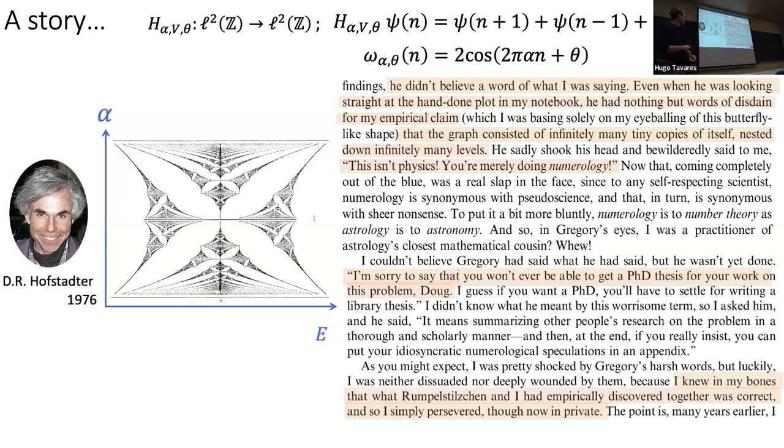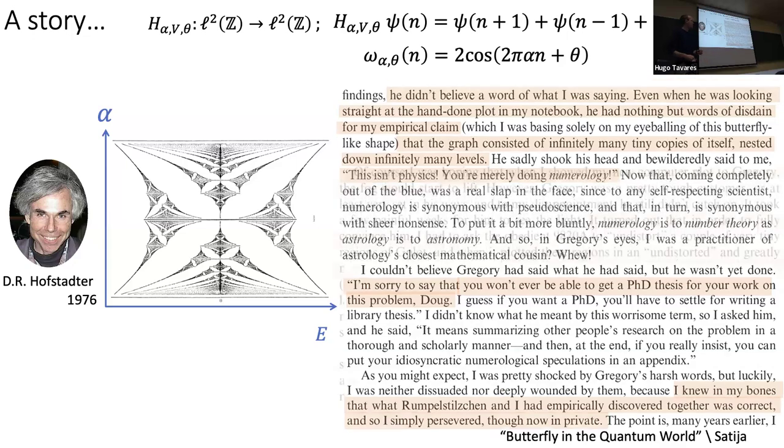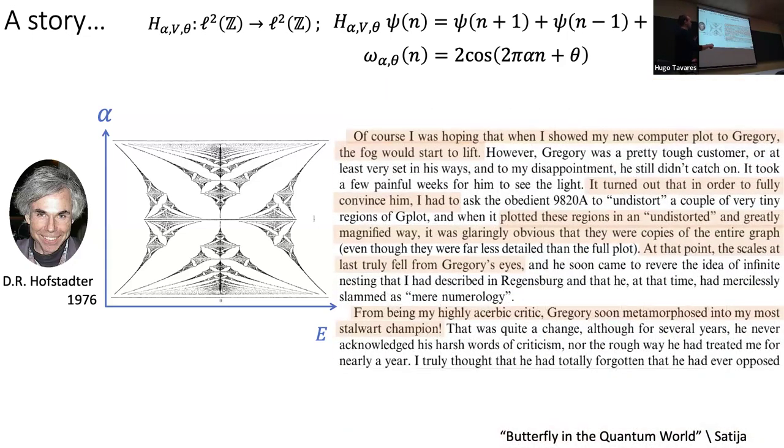Yeah, thanks. Right. So then he got even more excited. He ran again to his supervisor and showed him this picture. And he hoped that when he showed this new computer plot, the fog would start to lift. But in order really to convince the supervisor, he had to magnify these regions in an undistorted and greatly magnified way. And then it was obvious that you have some copies, like the big butterfly is being reflected here in smaller and smaller butterflies. So only at this point, the scales at last truly fell from Gregory's eyes. And from being my highly acerbic critic, Gregory soon metamorphosed into my most stalwart champion.